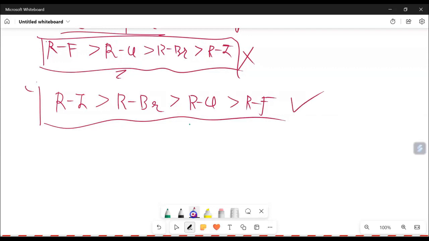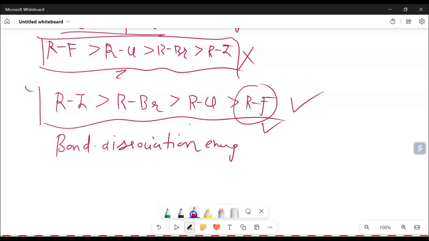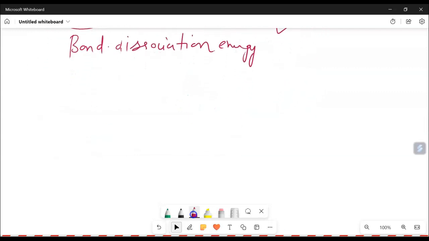The bond dissociation energy is higher for C-F, and for R-I it is the minimum. R-I is easy to break. Okay, so let's start.